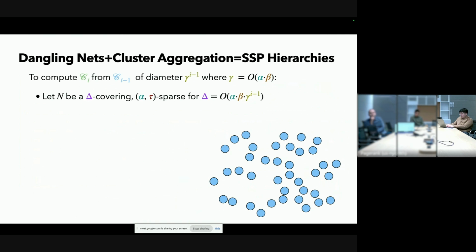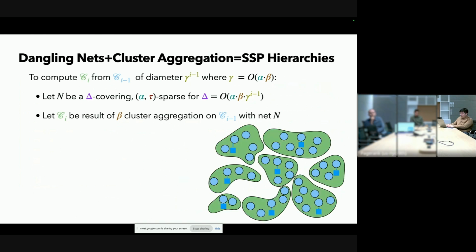So this is essentially gamma to the I up to constants. And then I compute my dangling net, and then I literally just run cluster aggregation. So I let the next level of the hierarchy just be the result of cluster aggregation on this partition using the net vertices that I computed from this dangling net. And that'll give me back some coarsening, and I'll just call that the next level of my hierarchy. Okay, that's the entire algorithm to compute these hierarchies.